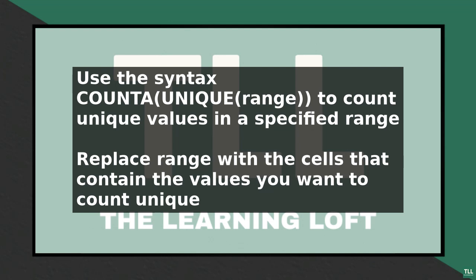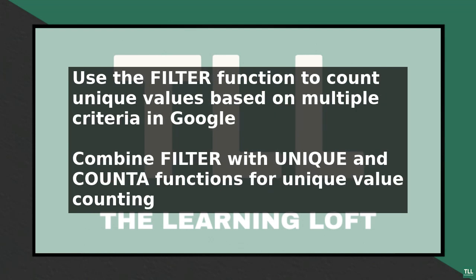To count unique values based on multiple criteria, you can use the FILTER function in combination with the UNIQUE and COUNTA functions. The syntax is COUNTA(UNIQUE(FILTER(range, criterion))), where range refers to the cells that contain the values you want to count, and criterion refers to the condition that the values must meet. For instance, if you want to count unique values in column A that are greater than 10, the formula would be COUNTA(UNIQUE(FILTER(A:A, A:A>10))).